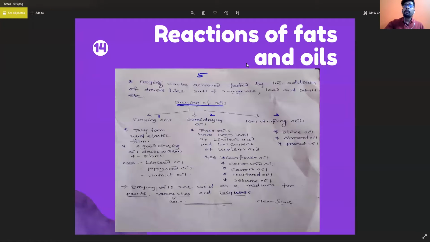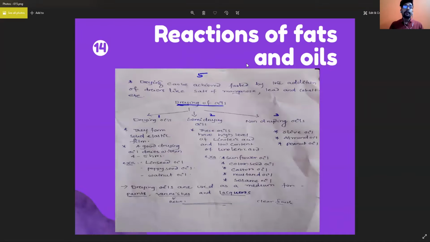Drying can be achieved faster by the addition of driers like salts of manganese, lead, cobalt, etc. There are so many types of oils, like drying oils, semi-drying oils, and non-drying oils. Generally, drying oils are used as a medium for paints, varnishes, and lacquers. For a clear finish of furniture, we use many drying oils.